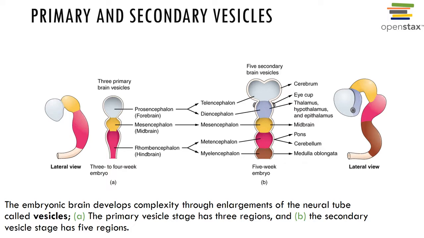The forebrain becomes the cerebrum, which is the cerebral cortex, white matter, and basal nuclei. In addition, it forms the thalamus, pineal gland, and hypothalamus. And the hindbrain forms the brainstem, the pons, and the cerebellum, as well as the medulla oblongata.